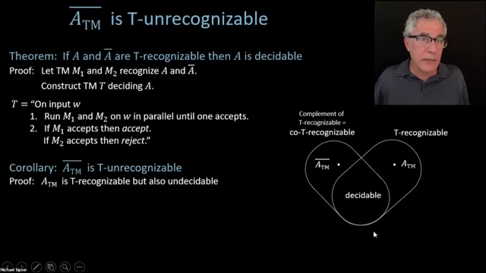This region here are all the complements of the recognizable languages, the so-called co-Turing recognizable languages. So ATM is on this side, ATM complement is on that side, but if something's in both, by virtue of this theorem here, then it's decidable.